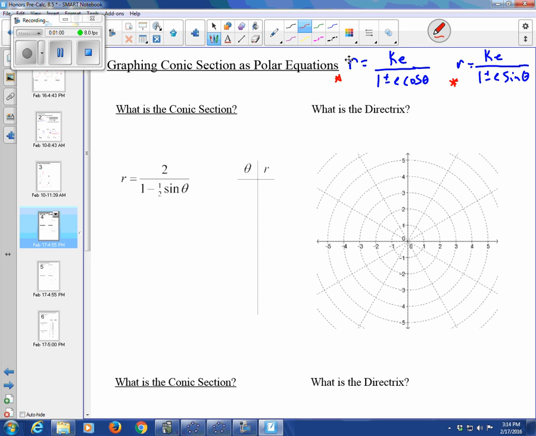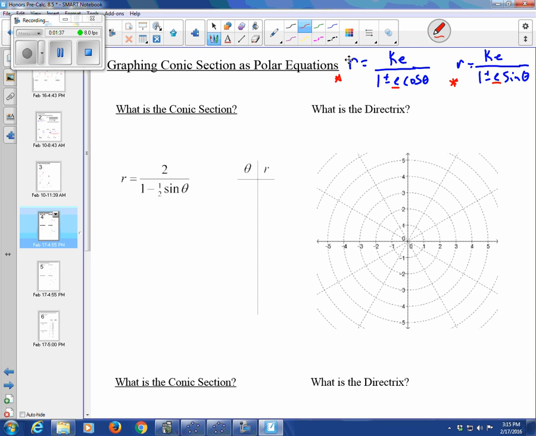So right here, what we're going to do first is go through and identify the conic section and the directrix. And then we're going to go through and graph the conic section on the polar plane by plugging in some theta values and getting some r values. So immediately we want to remember that what's defining the conic section in these equations is the eccentricity, that e value. And we have the eccentricity as the coefficient of the sine or cosine in the denominator when we have a lead term of 1.